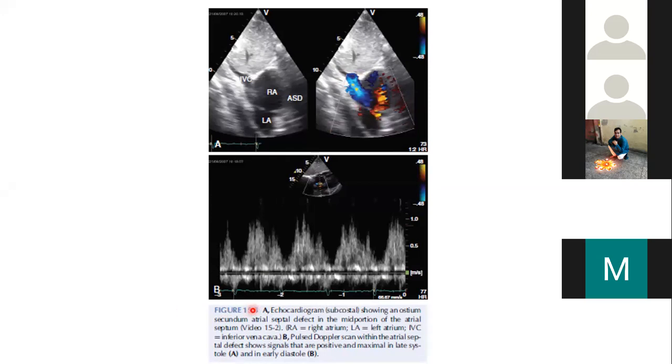And if we see the echocardiogram, during late systole and early diastole, there will be peaking of the increased flow across the ASD.